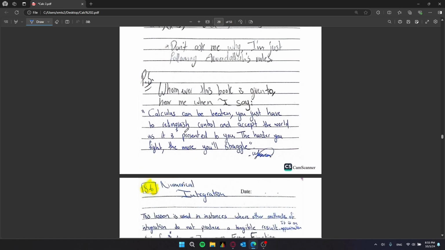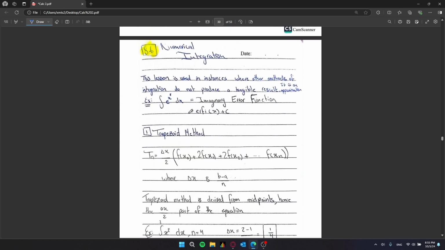So, moving on to 8.2, numerical integration. What is numerical integration? It is used when you cannot integrate a function in any other way. For example, how would you integrate e to the x squared dx?